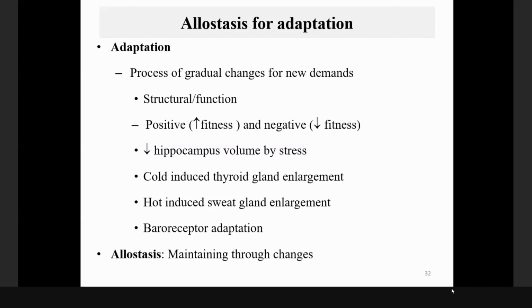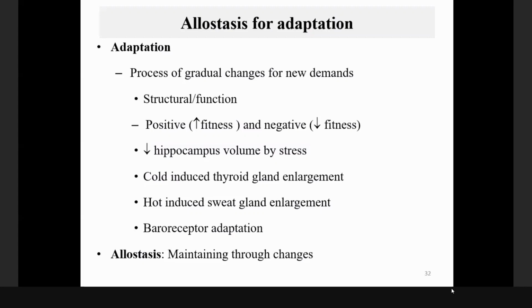The other is cold-induced thyroid gland enlargement. People who are living in a cold environment should adapt to that cold environment, so the thyroid gland should be enlarged so that more thyroid hormones are produced. The thyroid hormones are called thermogenic because they increase the body temperature. So if your body temperature is increased, you adapt to that cold environment. Hot-induced sweat gland enlargement is another kind of adaptation made in your body to fulfill the new demand you are exposed to.